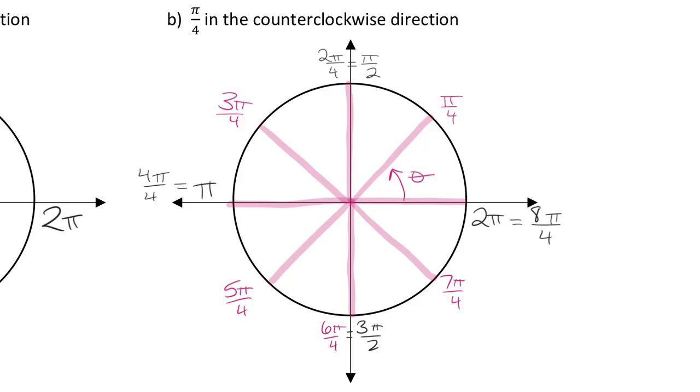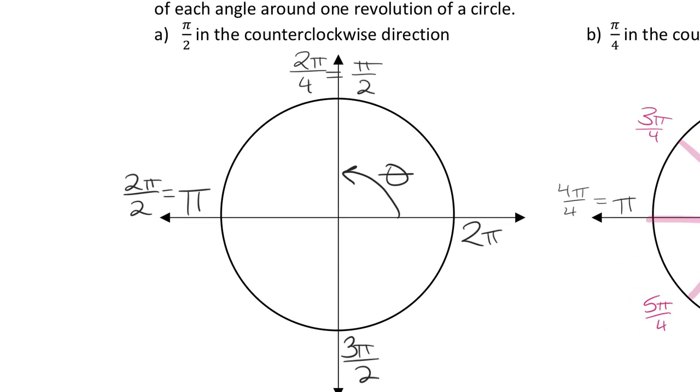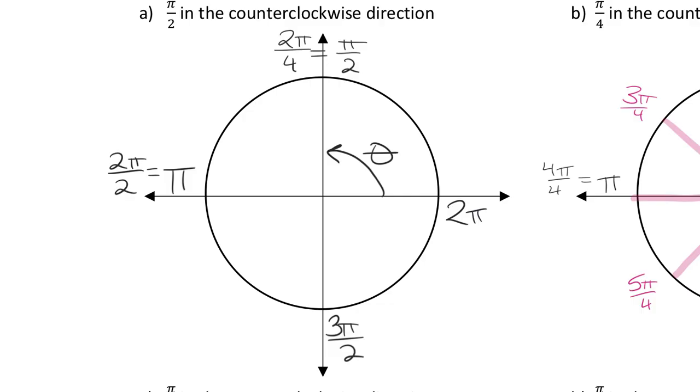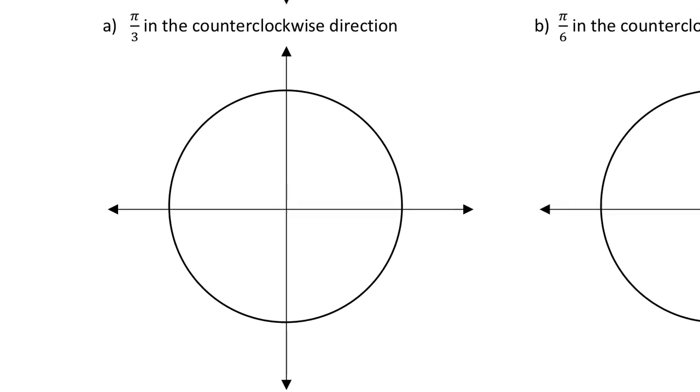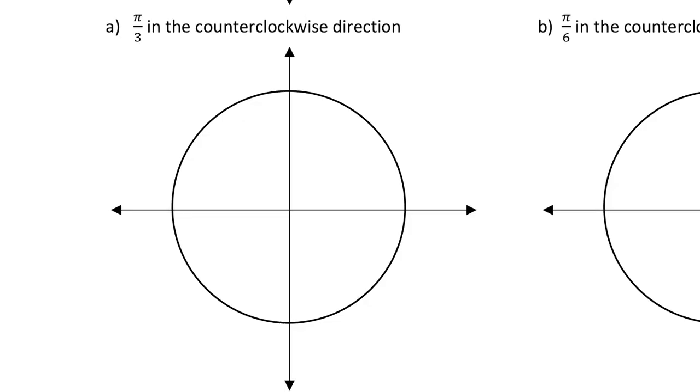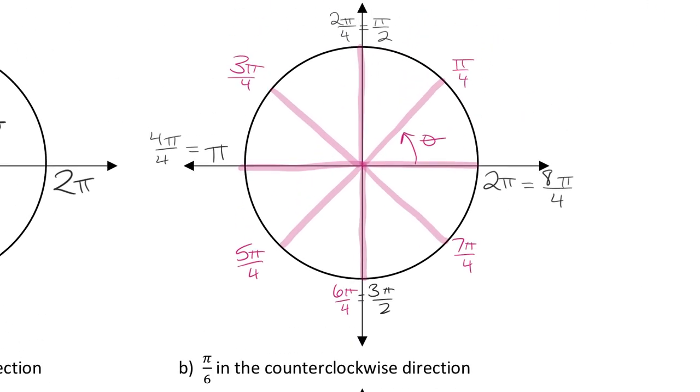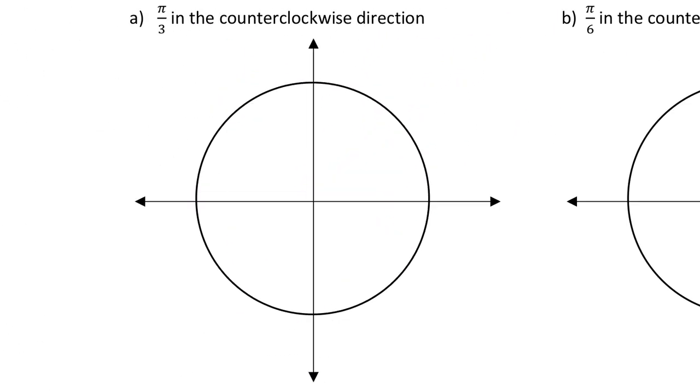We're getting a slice of the pie, absolutely. We're going to keep slicing this pie, by the way. We have sliced it by pi's over 2. We have sliced it by pi's over 4. This time we're going to slice it by pi's over 3. So let's do it again. So this time we're going to slice it by pi over 3.